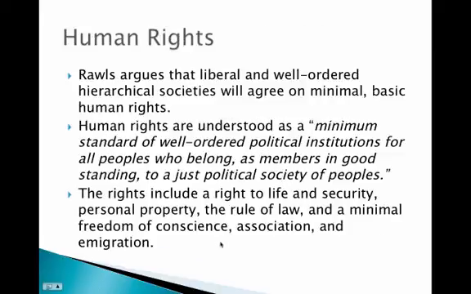Rawls, further, let's talk about human rights. He argues that liberal and well-ordered hierarchical societies will agree on minimal basic human rights. So even a monarchy where you think you have this royal class that are more special, more privileged just by blood than others, you can still have a basic conception of human rights. Human rights understood as minimum standards of well-ordered political institutions for all peoples who belong as members in good standing to a just political society. Basic rights like the right to life, security, personal property, rule of law, and so on.